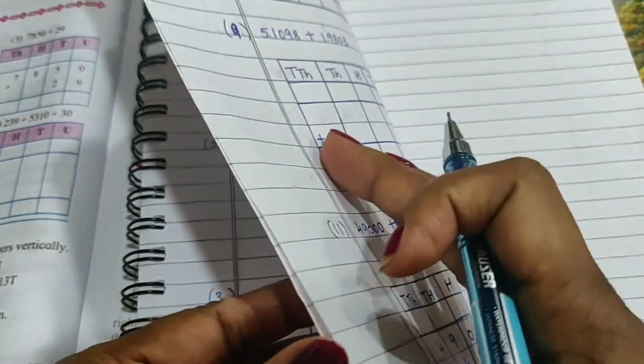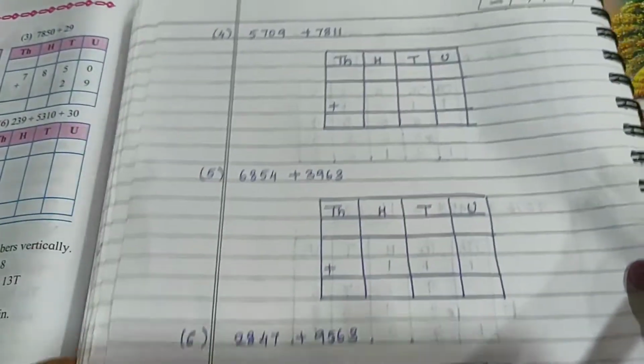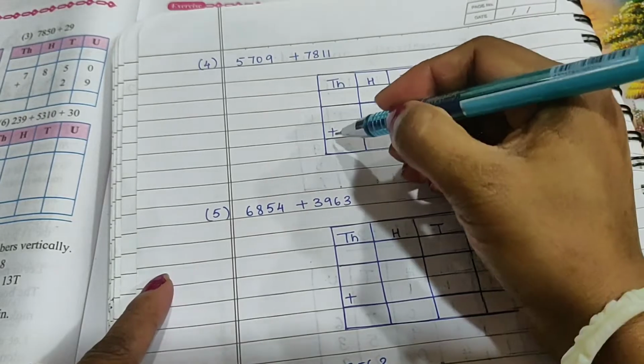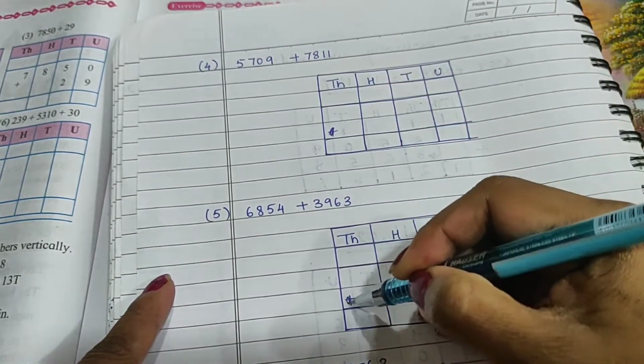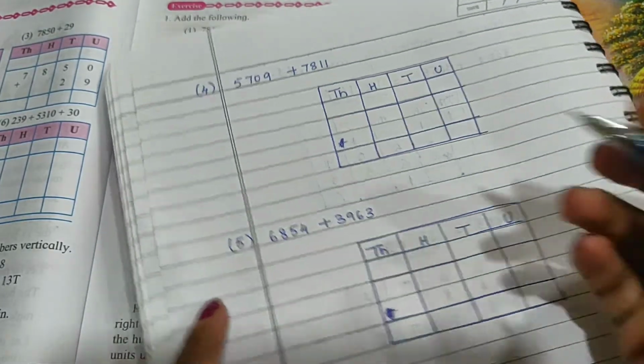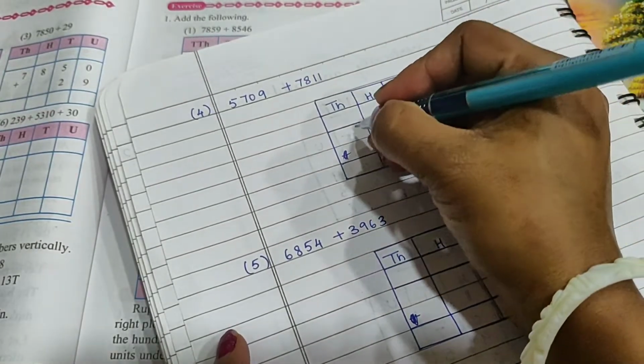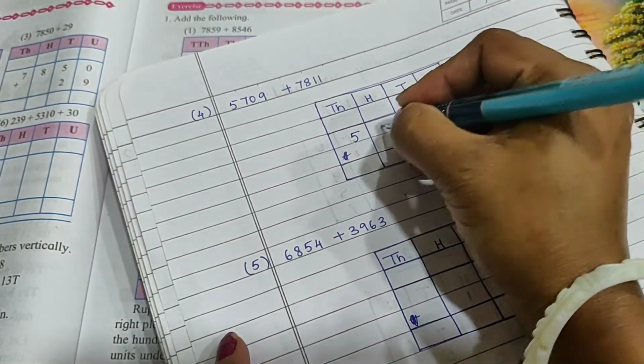So I have solved 3 sums for you from question number 2. You are going to solve all the sums. I am arranging for you so you can understand.